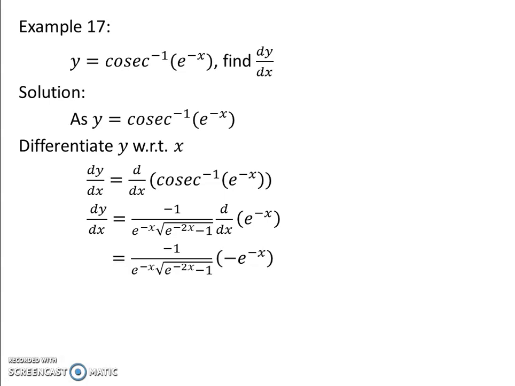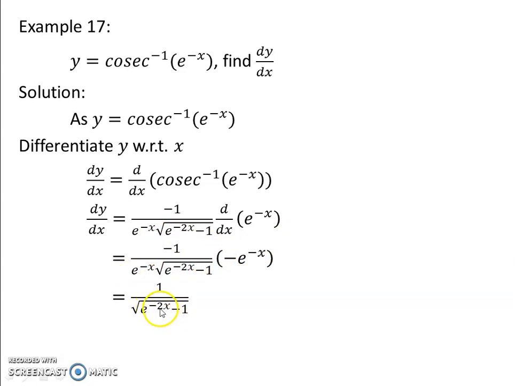Now we want to find derivative of e raised to minus x, that is e raised to something. So e raised to something into derivative of something. So the derivative of e raised to minus x is e raised to minus x into minus 1. So simplifying this, this minus minus becomes plus, e raised to minus x gets cancelled, 1 upon square root of e raised to minus 2x minus 1.